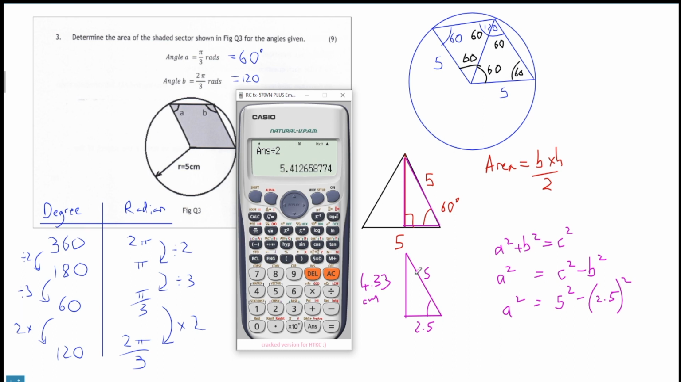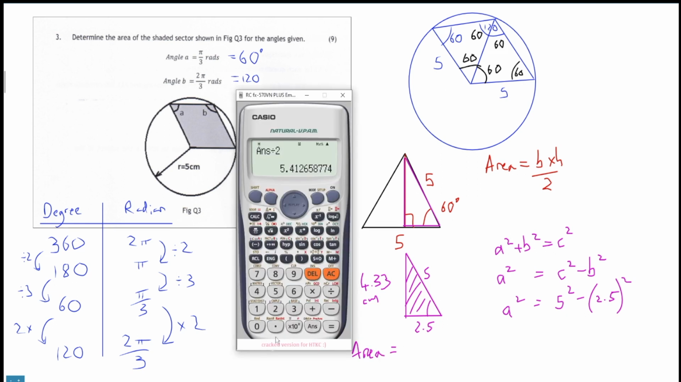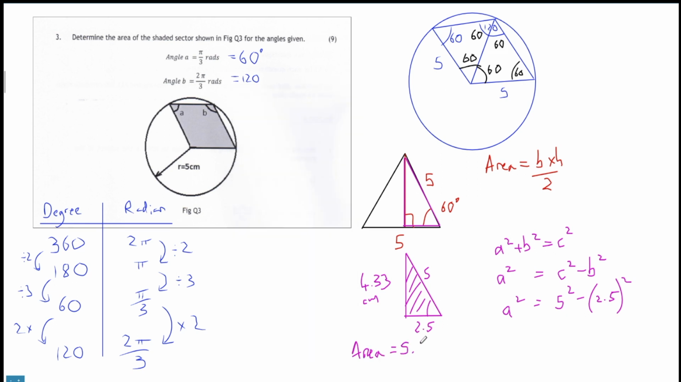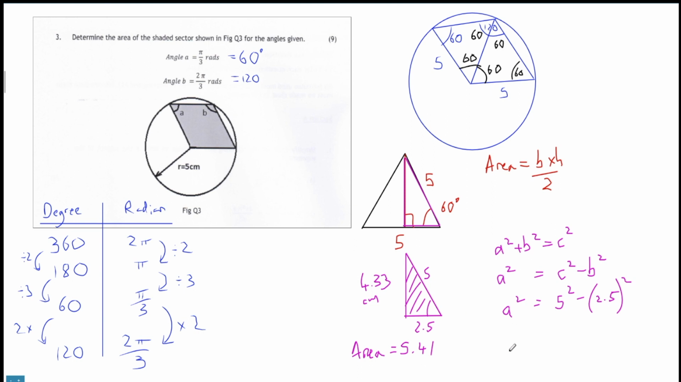This is 5.41. So this triangle has an area of 5.41. And then I'm going to use 4 of them, because there's 1, 2, 3, 4 of them. So let's times it by 4. 21.65. Well, that's pretty good. The answer then is going to be 21.65 centimeters squared. That's for that area. Not that bad this time. Managed to get through it. Hopefully it's alright.